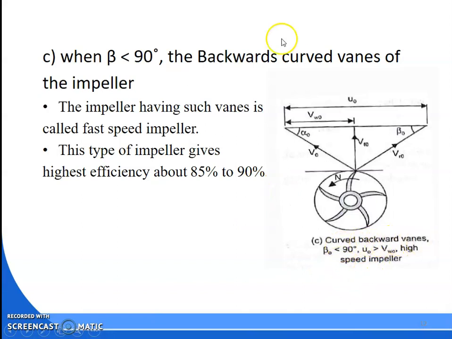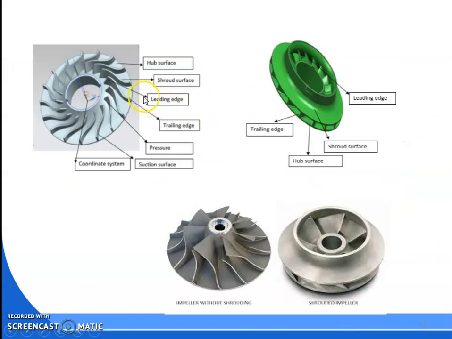The curved backward vane impeller, this one is your beta, this one is your V, making the angle; that is your cos component, that is the sin component, this is the blade velocity, the outlet velocity, making an angle beta. Okay. So see the impeller, this is the pressure surface, this is the shroud surface, this is the leading edge where water comes in, this is the trailing edge where the water goes out, here the pressure surface, here the suction surface. So this is the semi-open impeller without shroud, this is the one with shroud, that is your which one? That is your closed impeller.